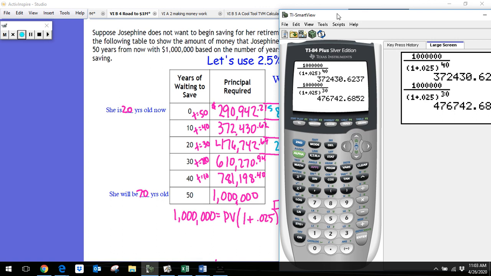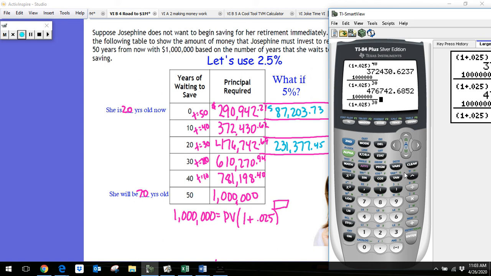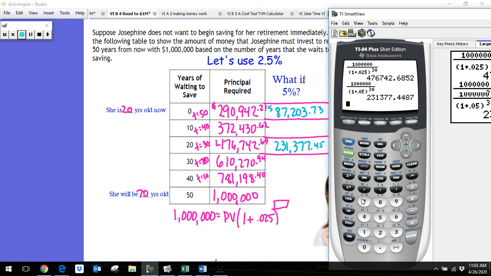What if you found a better interest rate? What if your adjustment was, instead of 2.5%, you found something that was growing at 5%? Same thing, at age 40, I would still have 30 years for the money to grow, but my interest rate would change. See if I can just delete that 2 out there. And she would have to put in less. So I want you to think about this.